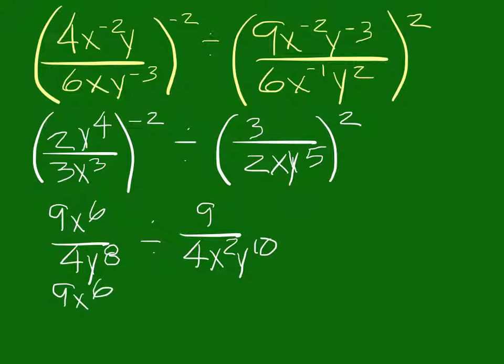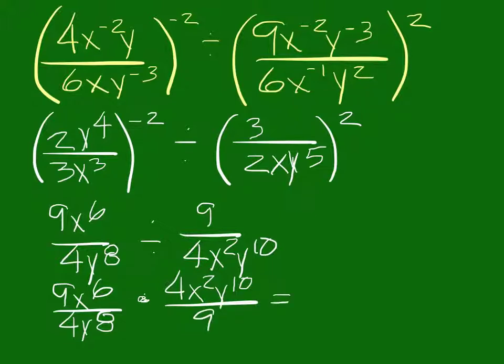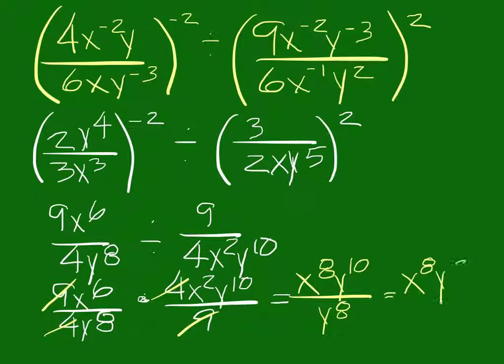This stays the same, but the other one is going to be flipped, and you're going to multiply by that. So that's 4x squared y to the 10th over 9. Notice that you can cancel out here and here. When you go straight across, you have x to the 8th y to the 10th over y to the 8th. So you're left with x to the 8th, y to the 2nd.